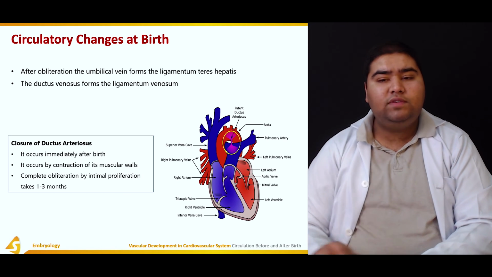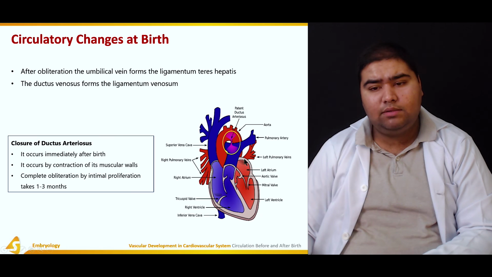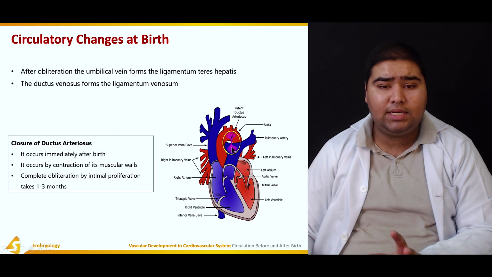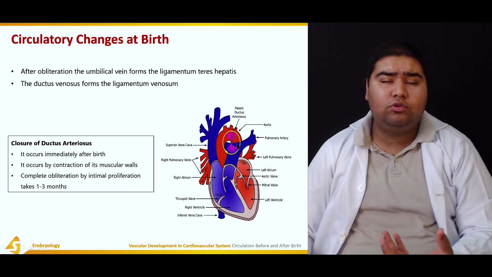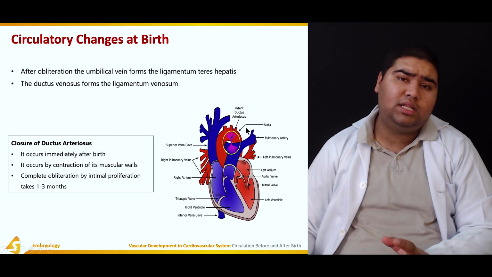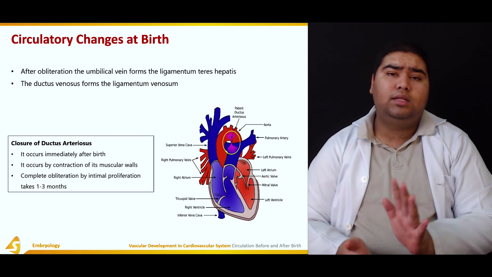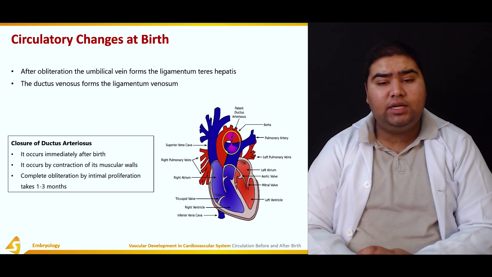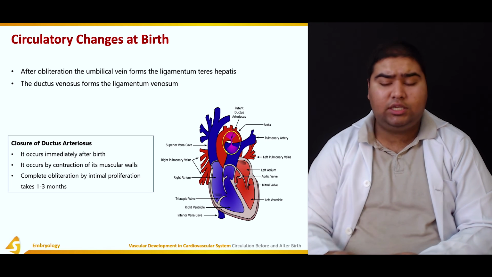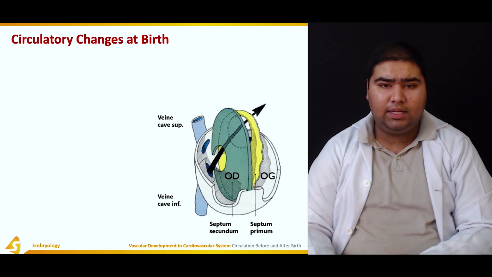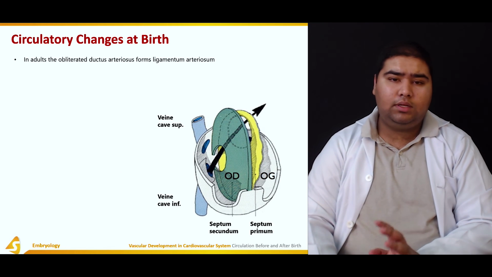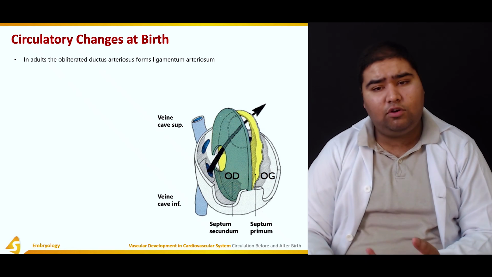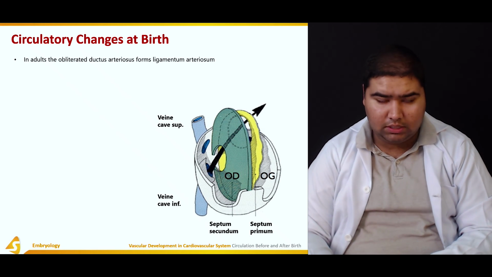Now, the closure of the ductus arteriosus, we discussed it before, we'll discuss it again because it's very important. That occurs immediately after birth due to decrease in oxygen tension. The muscular components contract and result in closure. Complete obliteration by intimal proliferation may take 1 to 3 months. Now, in adults, the obliterated ductus arteriosus forms the ligamentum arteriosum.